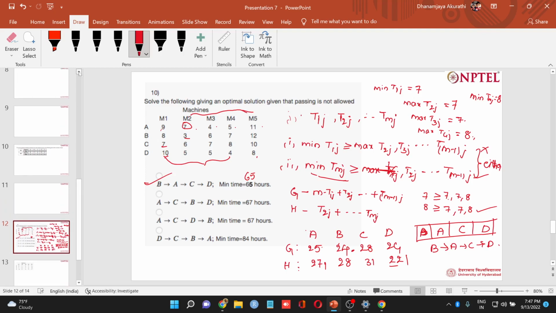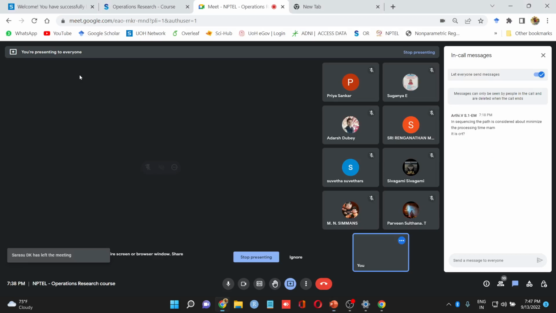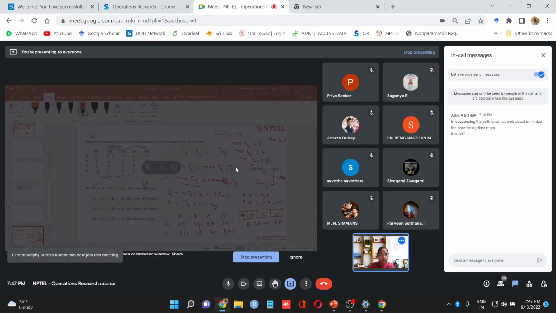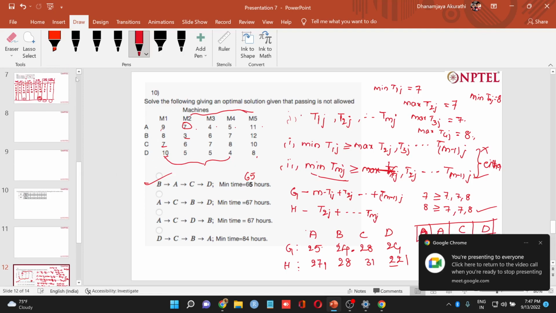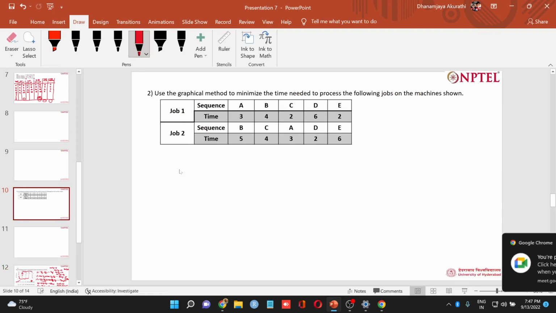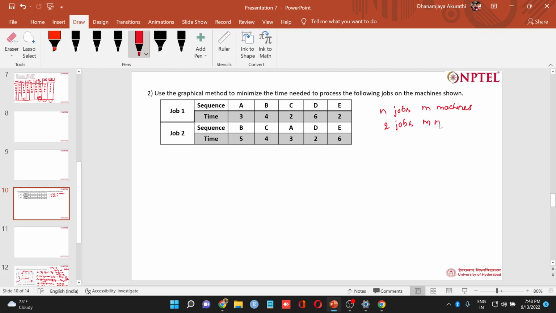Are there any doubts in converting the M machines into 2 machines case? Okay, we can enter into the 2 jobs and M machines case. Up to now we have seen that all are N jobs and M machines cases. But here there is a particular situation that there are only two jobs and M machines.